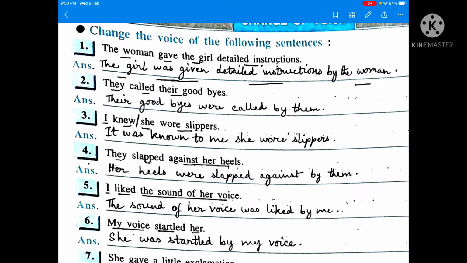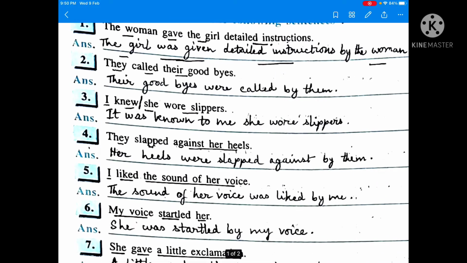They called their goodbyes. Their goodbyes were called by them. They called their goodbyes. They is the subject, called is the verb, their goodbyes is the object. Their goodbyes becomes the subject, their goodbyes were called by them. They becomes them.